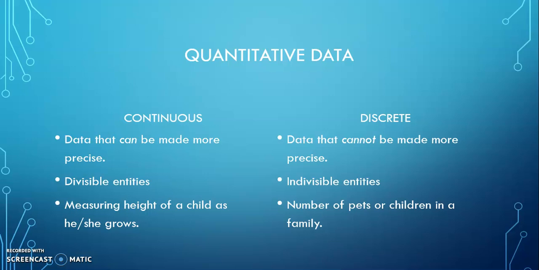You can't make more precise the number of children in a family. You can't say someone has 3.5 kids. No, they either have 3 kids or they have 4 kids. They do not have 3.5 kids. So discrete data is data that literally you cannot divide or it's going to get really weird.